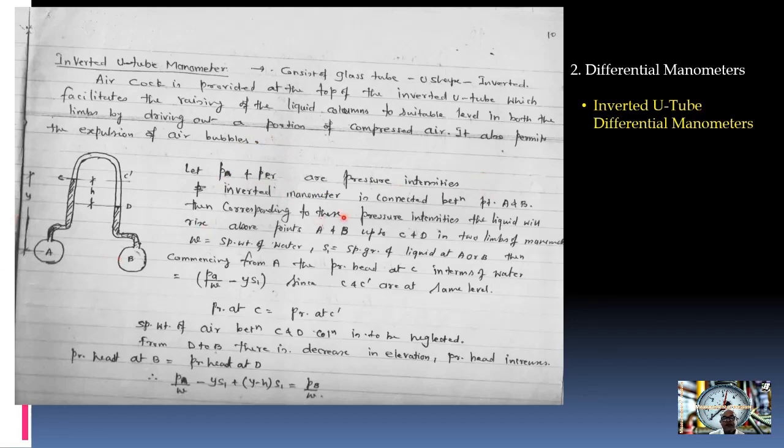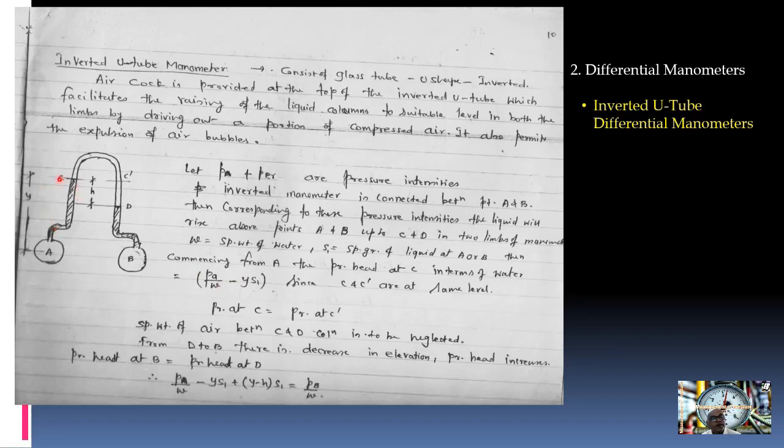Then corresponding to these pressure intensities, the liquid rises above the point A and above the point B, that is, up to C and D in the two limbs of the manometer. W is the specific weight of water, S is the specific gravity of the liquid. Sometimes a lighter liquid, toluene, is employed here, or sometimes air is employed here. So commencing from A, we are going up. When we are going up, we have to take a negative sign here. So PA by W minus Y into S1.